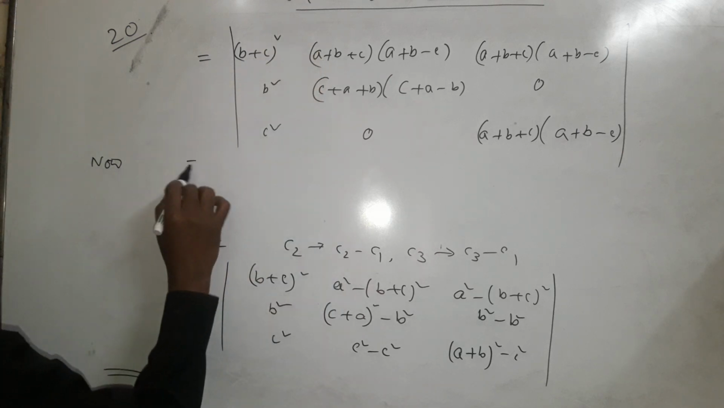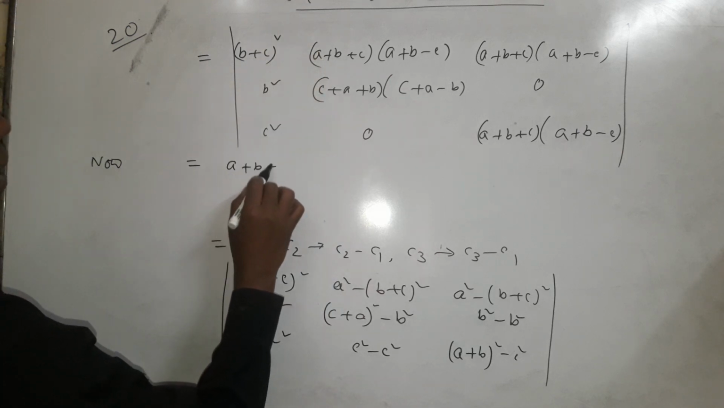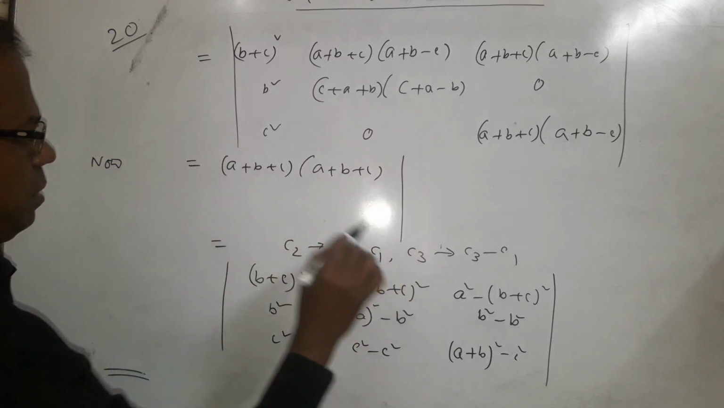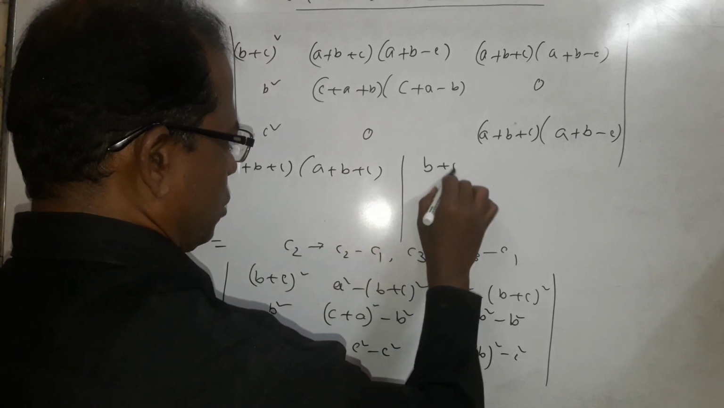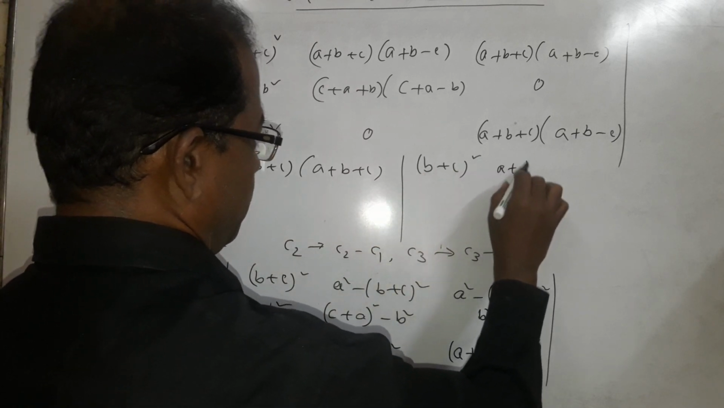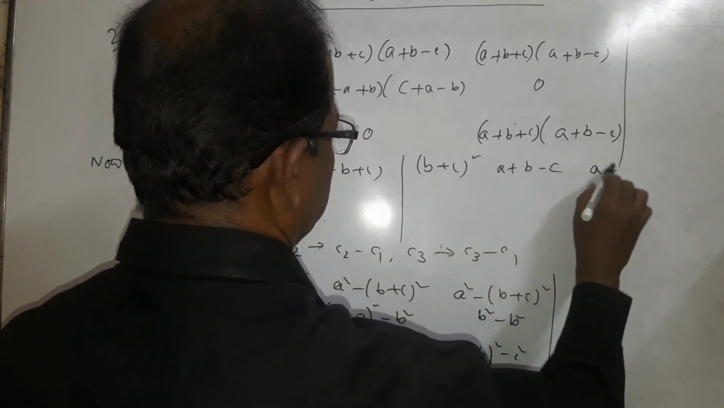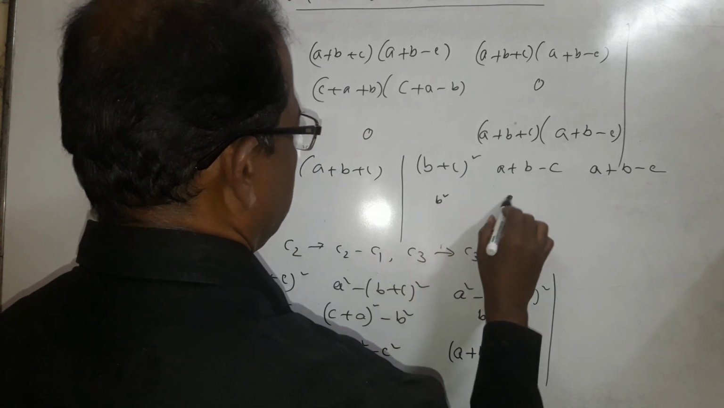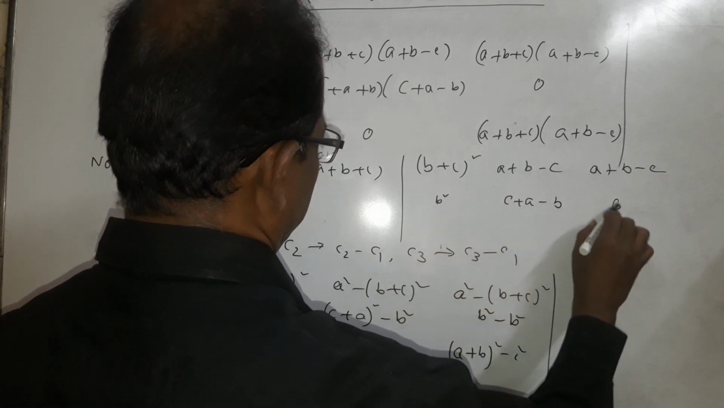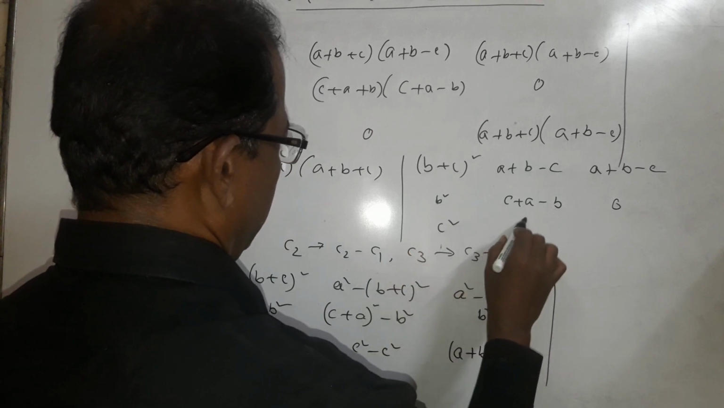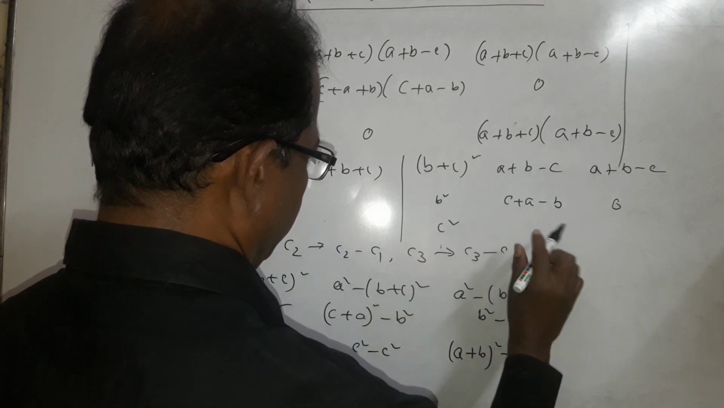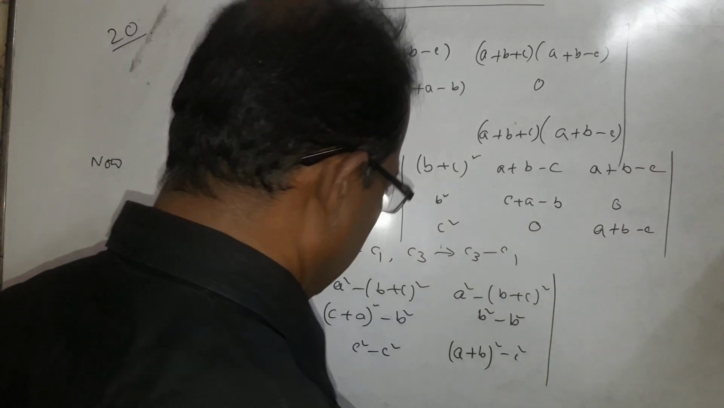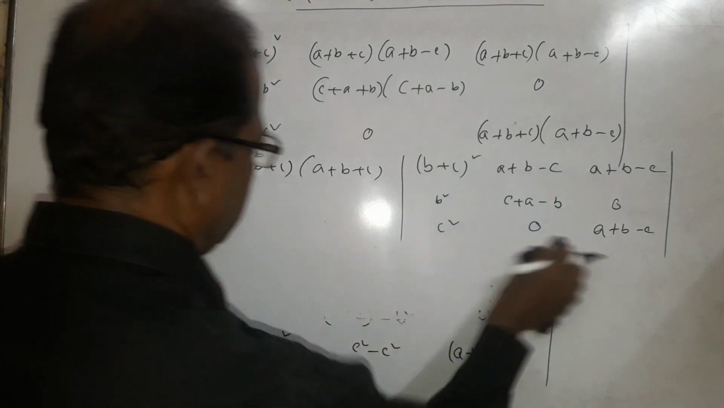So then it's a plus b plus c and a plus b plus c, right? So then b plus c whole square and a plus b minus c, a plus b minus c. So then b square and c plus a minus b, 0, and c square, a plus c square, 0 and a plus b minus c. It's the easiest things and easy process.